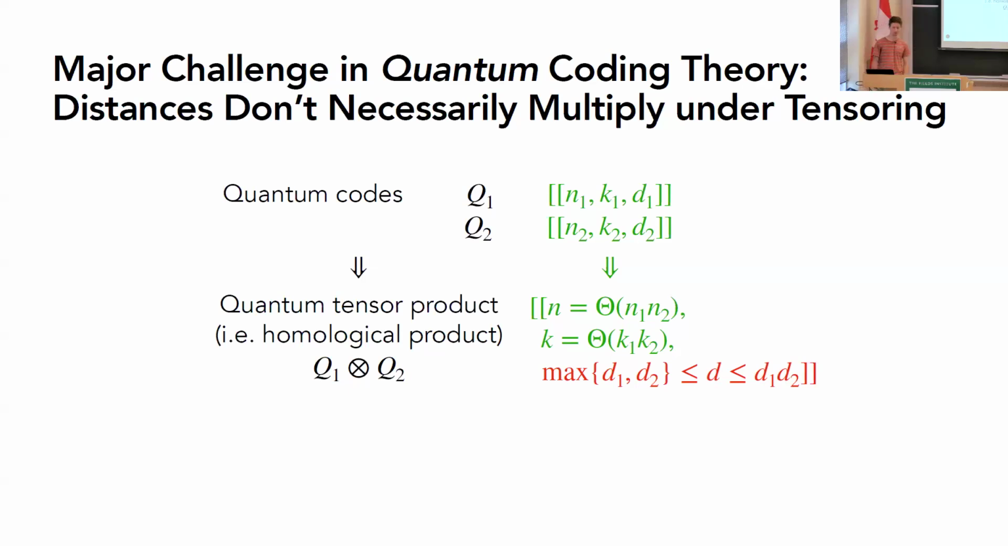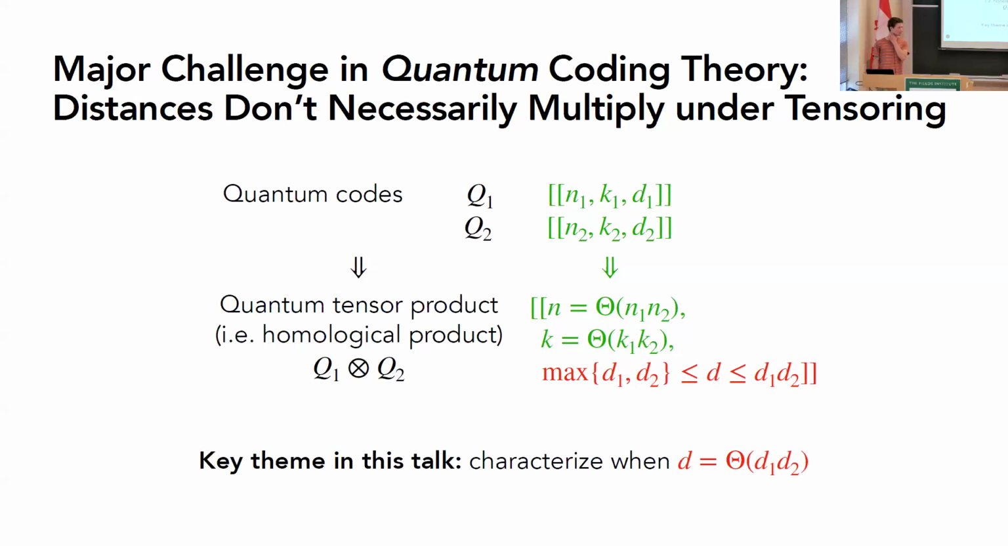So this is a really large gap. It's a quadratically large gap if d1, d2 are roughly the same. And classically, as we saw, we're always at this upper bound of d1 times d2. You can view the main purpose of this talk as giving sufficient conditions for when we can recover this upper bound of d1 times d2, when we can actually show that this upper bound is roughly tight.